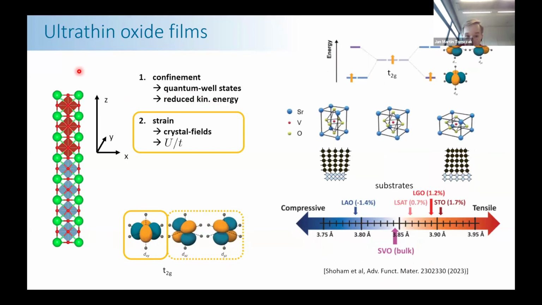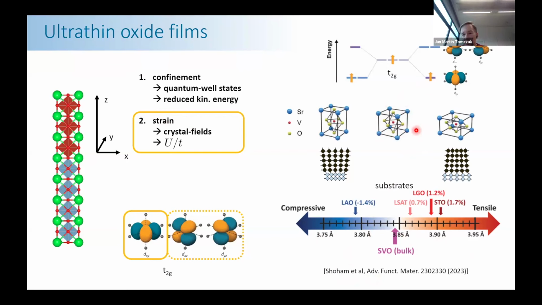Then there is strain. If you deposit a material onto another material, sure enough, the lattice constant will be different. And that has been summarized very nicely in this recent paper here. So basically, you compress or strain your system. Taking again the example of strontium vanadate, which is perfectly cubic, which has here the vanadium in the middle, and you have this coordination polyhedra.